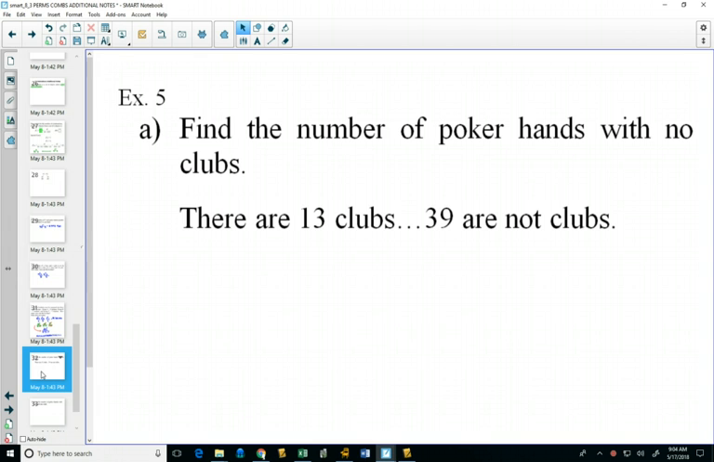Well, I took out the clubs. No matter which 5 cards I give you from this deck, with the clubs taken out, you're not going to get any clubs. But that helps us count it. Because if 39 of them are not clubs and we remove the clubs, and we just say, how many groups of 5 can be made from those 39 cards, all of those will have no clubs in them.